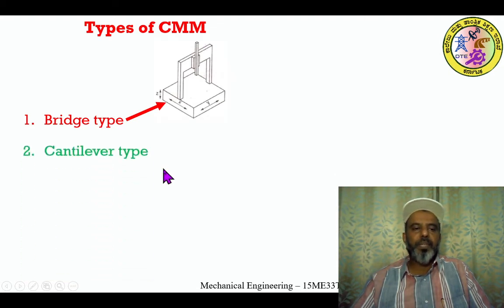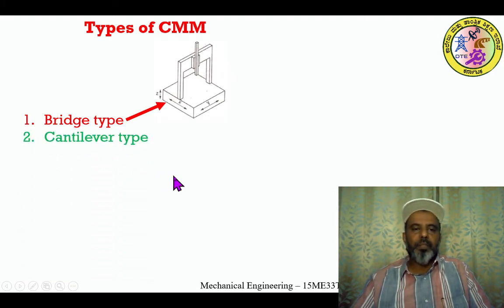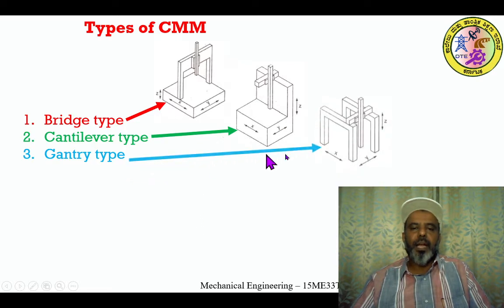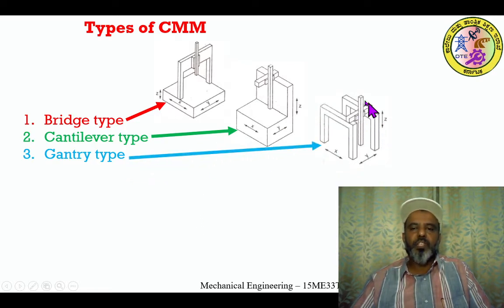The second type is the cantilever type. The schematic diagram of the cantilever type is shown here. If you see here, this is the table movement for X and Y, and the Z direction moves here. This is the cantilever, which is projected from the column, hence the name cantilever. The third type is the gantry type. This is a commonly employed type of machine and the schematic diagram is shown here. This is used for the inspection of very large sized components like cars.